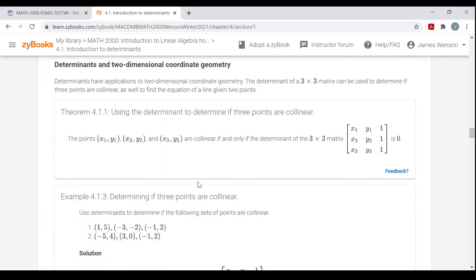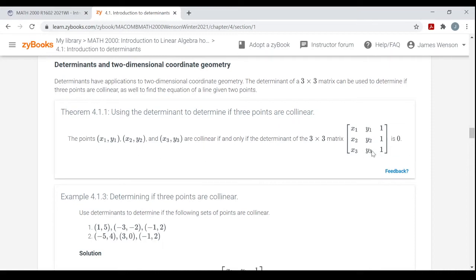Alright, now some application of this is determining if 3 points are collinear. Use the determinant to determine if 3 points on the xy coordinate plane are collinear, right? Are they on the same line?